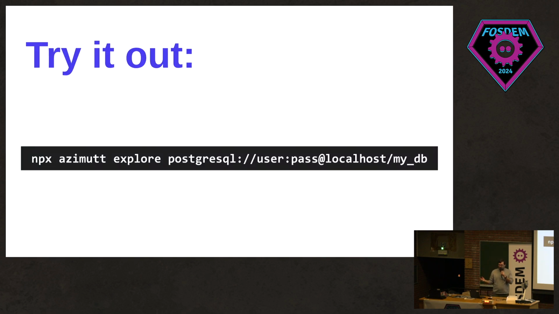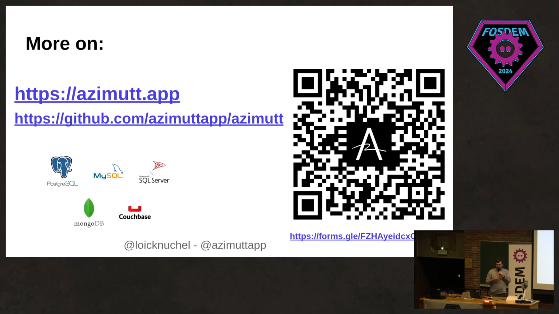So if you want to try it out, it's available on Azimutt.app, but there is also a nice CLI to load almost any database. You can just do npx azimutt explore and then your database URL. It can be, of course, a remote URL, but also a local one. You will start a gateway on your machine, which is just a node server, to proxy the queries to your database. So it also works with local databases, which is, I think, one of the only tools that can do that.